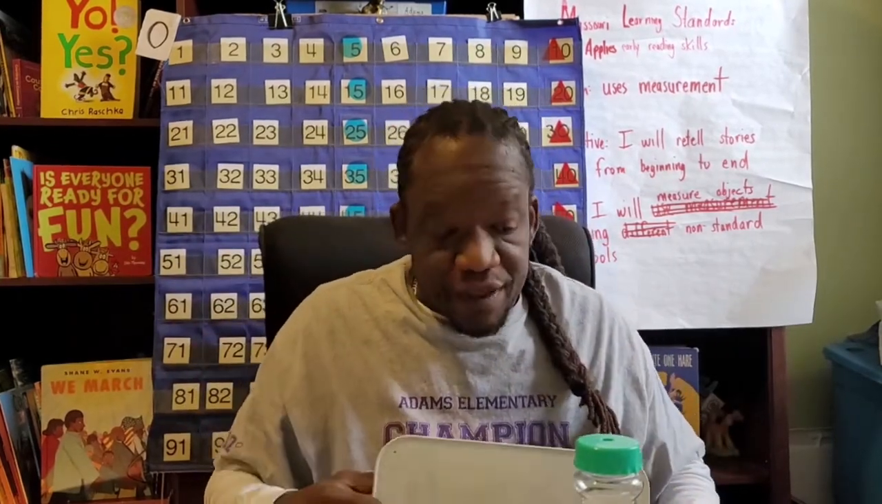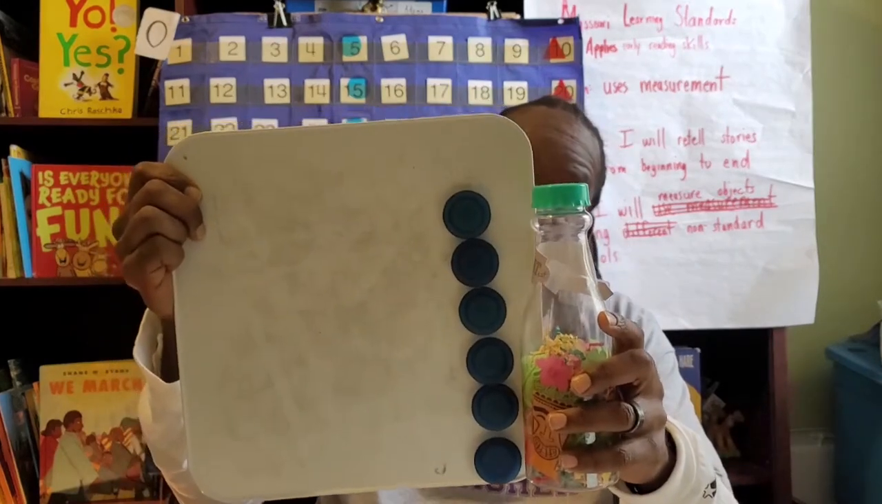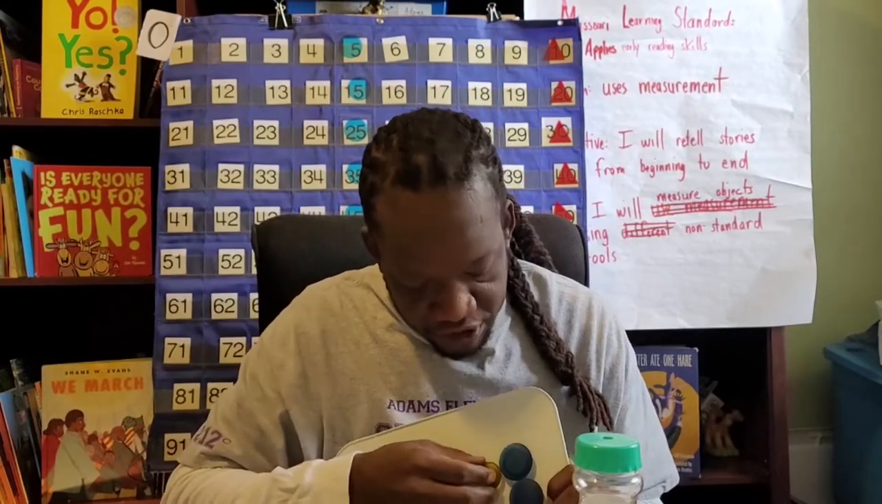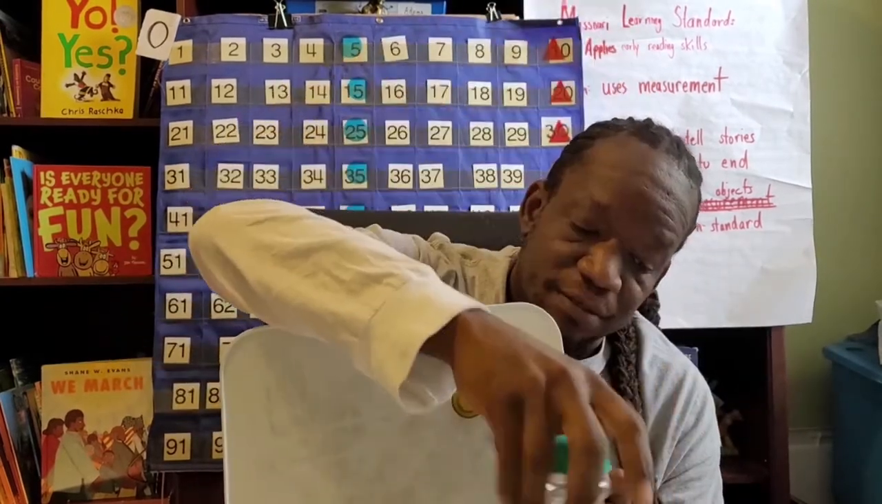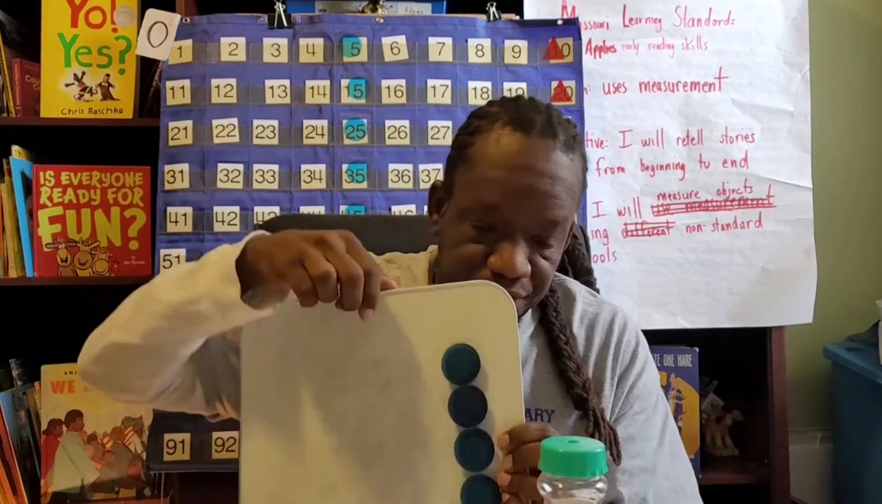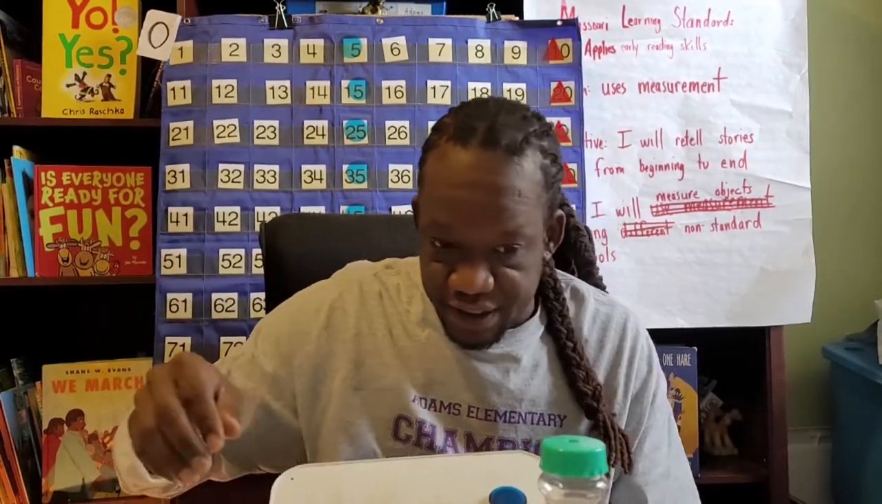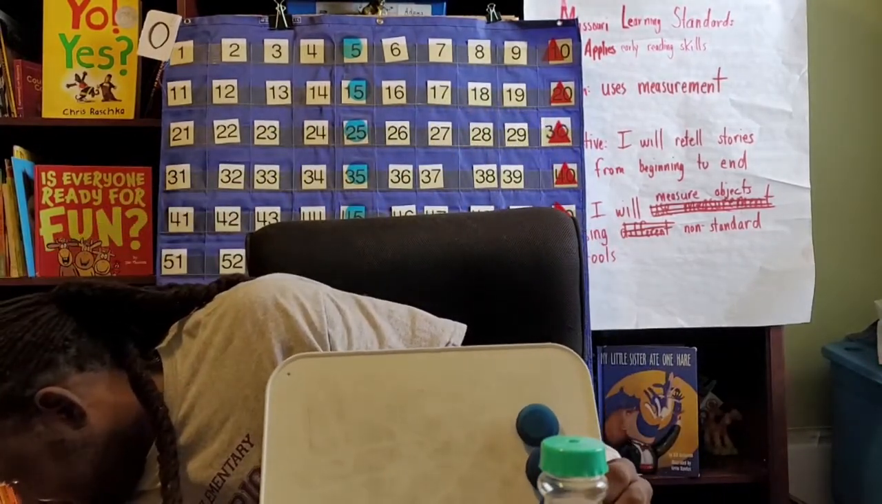Do you think it's more yellow or more blue magnets tall? The blue ones are bigger. So let's measure them with the yellow ones. Let's look. See, the yellow ones are a little smaller than the blue. I think it'll be more yellow to see how tall the bottle is. So let's see. We know the bottle is 8, so let's put our yellow magnets down. Hope I have enough.